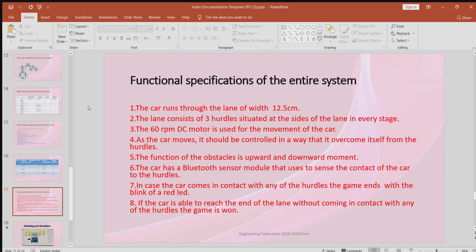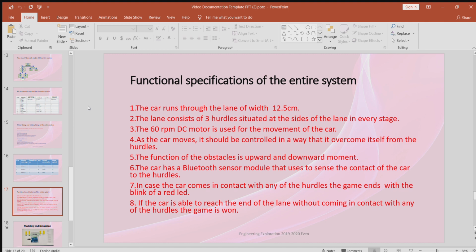The function specification of the entire system. The car runs through the lane of width 12.5 centimeter. The lane consists of 3 hurdles situated at the side of the lane in every stage. The 60 RPM DC motor is used for the movement of the car. As the car moves, it should be controlled in a way that it overcomes itself from the hurdles. The function of the obstacles is upward and downward movement.